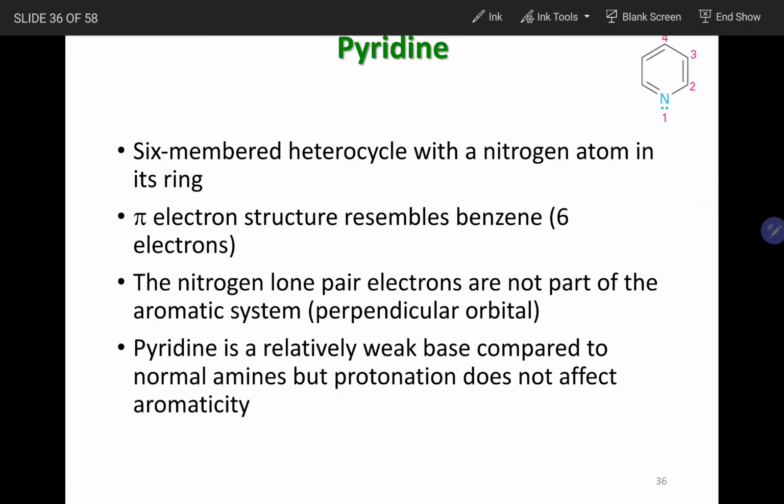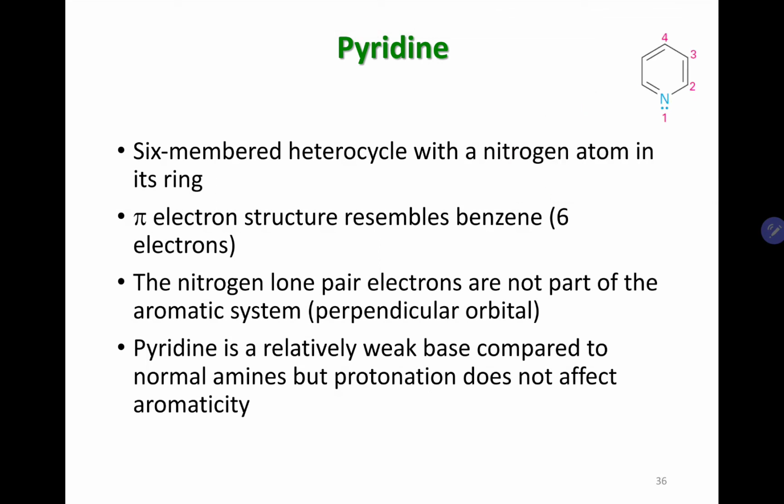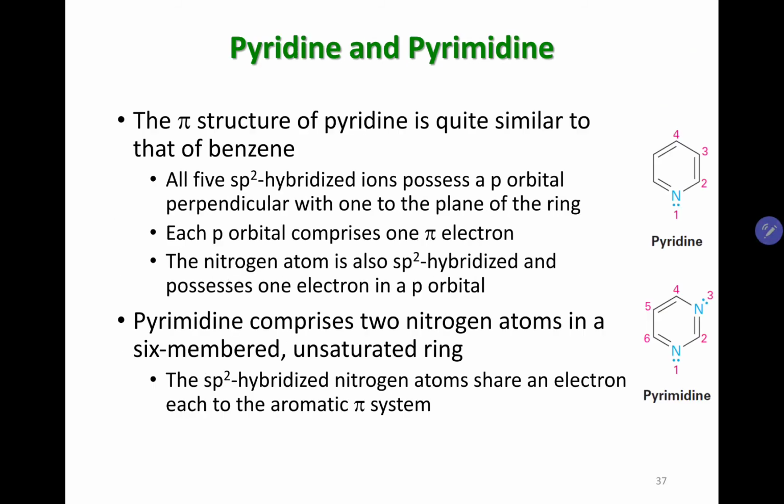In pyridine, one of the carbons of benzene is replaced by a nitrogen, and nitrogen will have the same double bond and single bond just like carbon, but instead of the carbon hydrogen bond you have the lone pair. So that is pyridine. You can pause the video and read this slide, but this should be very straightforward. And then pyrimidine has two carbon hydrogen groups replaced by two nitrogens.